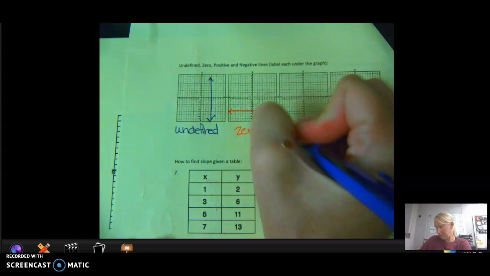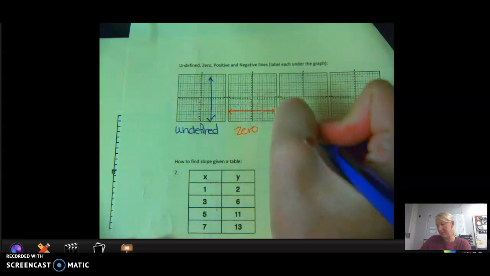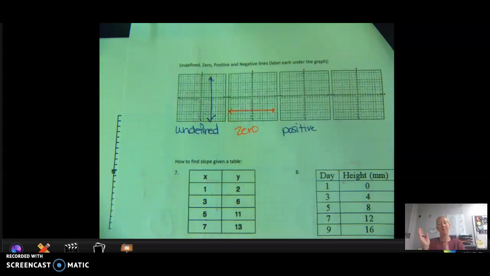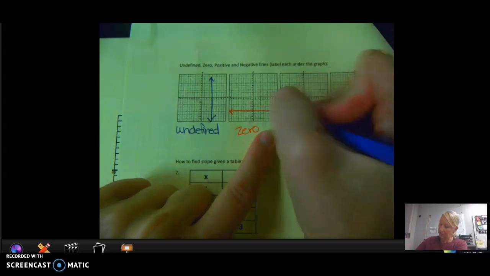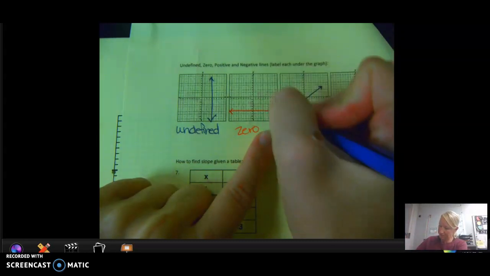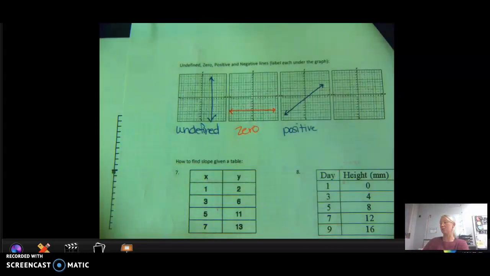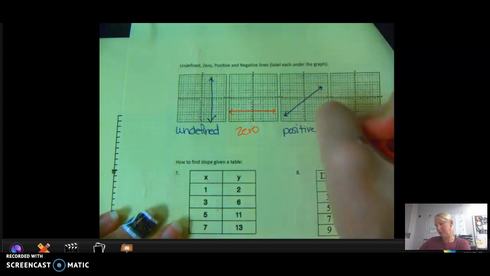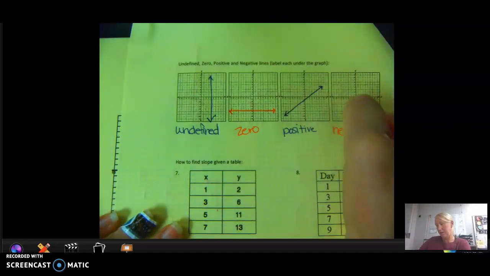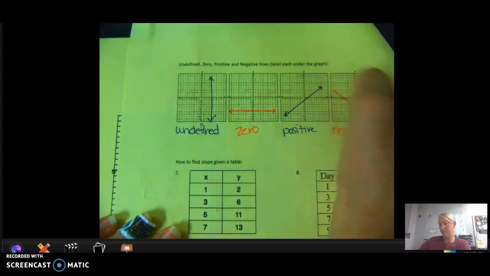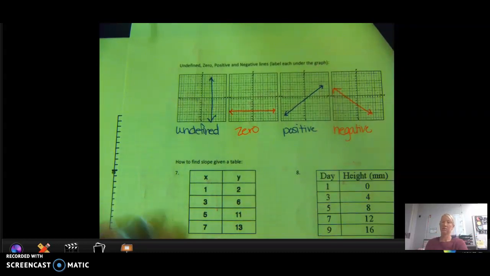Positive slope. Okay, so positive slope means it's going up from left to right. So as you read it, like you read a book, it has to be going up. So from left to right, I'm going to be going up. So that's an example of a positive slope. Therefore, a negative slope goes down from left to right as you read it. Okay?